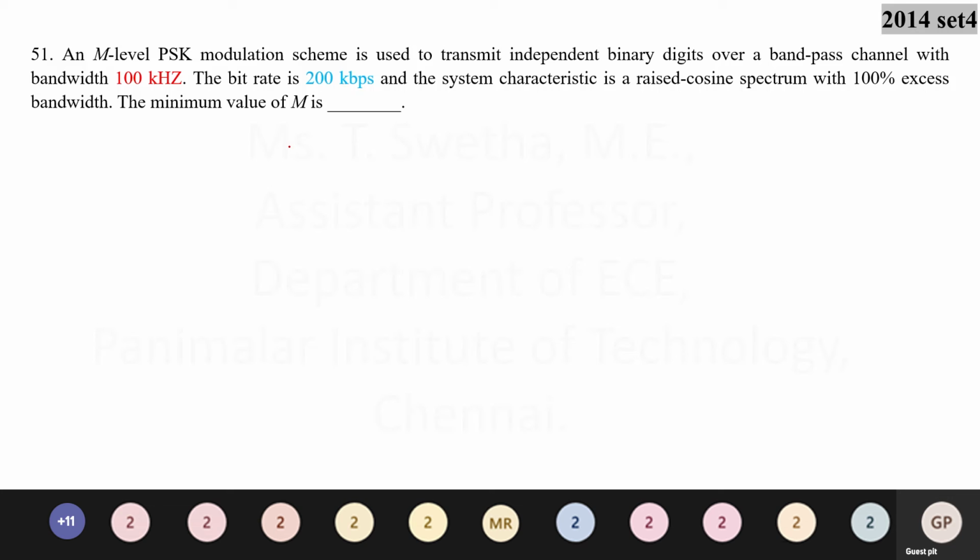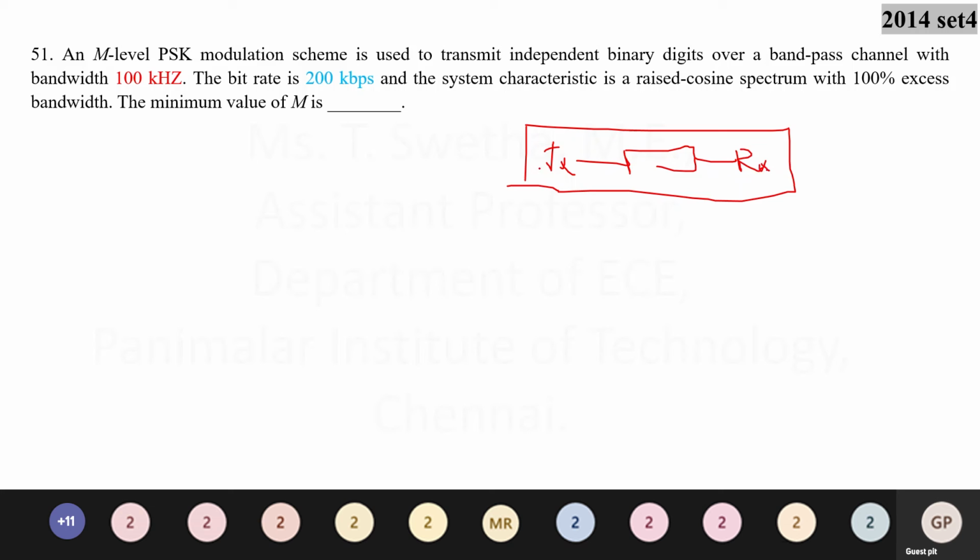The concept is that they have given the whole communication system using BPSK. The whole system consists of transmitter, channel and receiver. Here at the transmitter side we got a bit rate of 200 kbps. The data is going to pass through the bandpass channel. Bandpass channel means only a particular frequency band alone will pass through. And the bandwidth for it is 100 kilohertz.